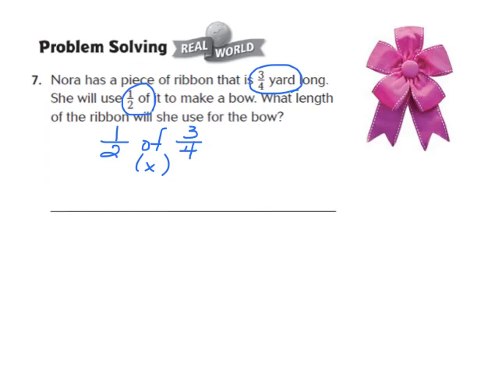Now, in order to solve this problem, we're going to use our area model once again. So I'm going to start out first of all by drawing a rectangle. So let's go ahead and draw the rectangle together. Alright, so here's our rectangle.